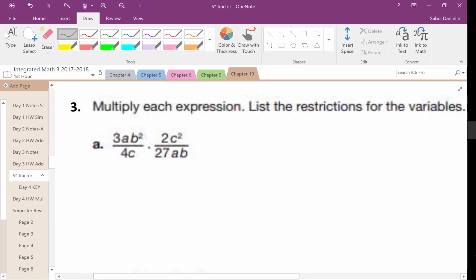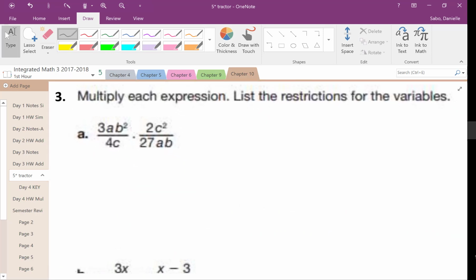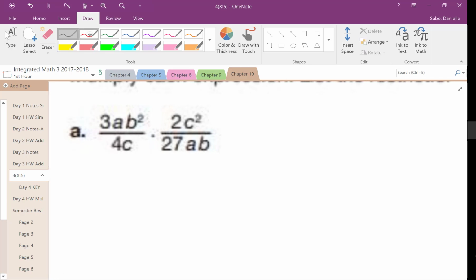Okay. This one's a little bit nicer than the last one. Can I factor any pieces of these? No, so now we can just move on to canceling something out or reducing here. I can reduce a 3. What does the 27 become? A 9. I can reduce the 2. What does the 4 become? 2. What else?